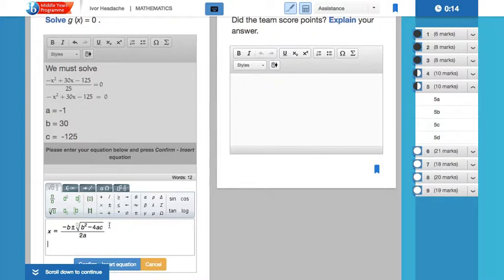So I'm just going to take that and then I'm going to copy and paste it again, but on the second time I'm going to put in the numbers. So b was 30, so I'll just change all my b's for 30s.